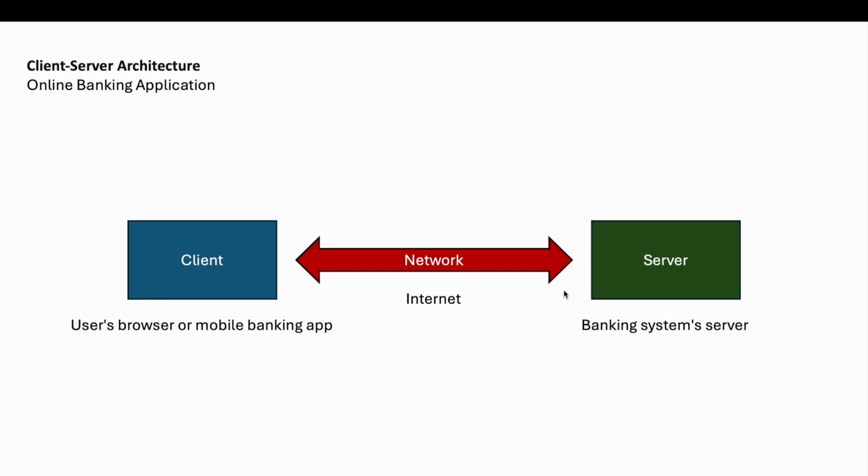Let's look at a real-world analogy with restaurants. A restaurant operates in a client-server model where diners, who are the clients, request meals and the kitchen, which is the server, prepares and provides the meals. The waiter or waitress acts as the communication link, which is the network, between the diners and the kitchen.